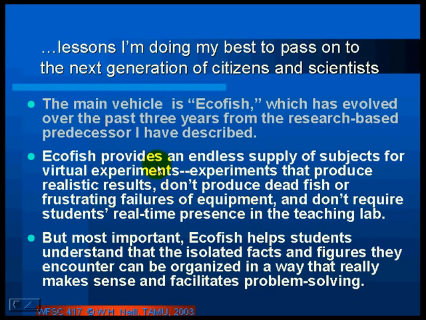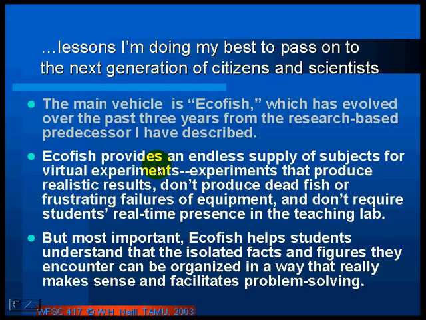Ecofish never complains. Ecofish provides an endless supply of willing subjects for these virtual experiments. These experiments are producing results that are as realistic as I know how to make them. They're stochastic results. Ecofish.fish is a deterministic model. Given X input always results in the same Y output. Ecofish, on the other hand, is a stochastic model. It has natural variation incorporated so that one gets not the same result every time, but a distribution of results around a mean that's reasonable.